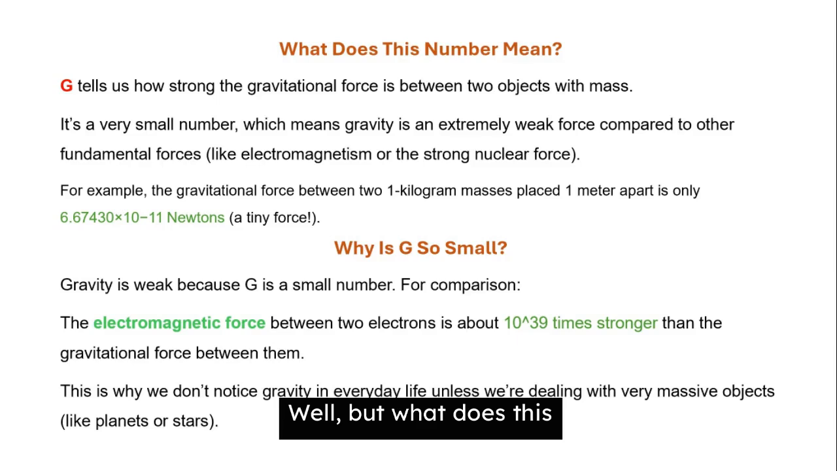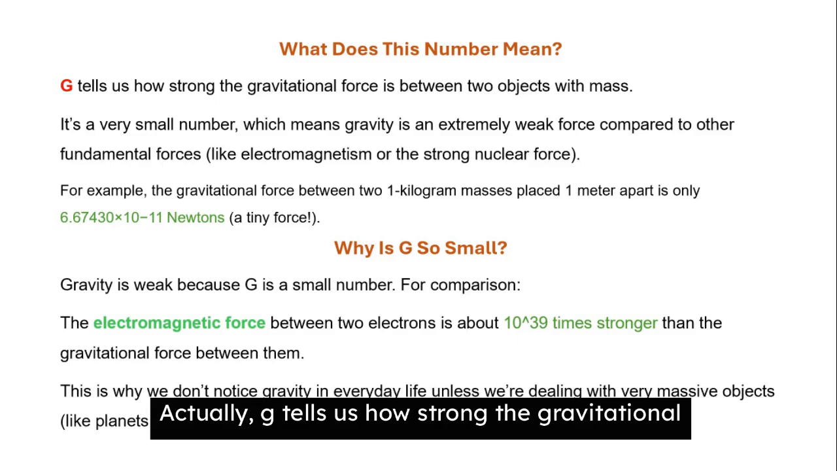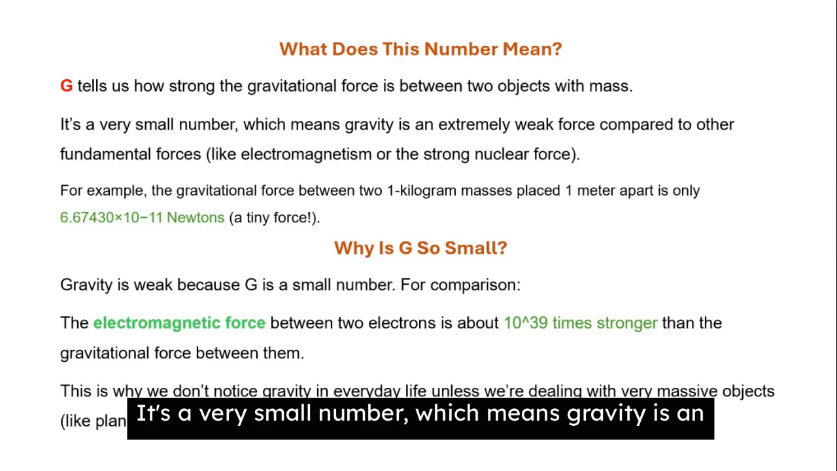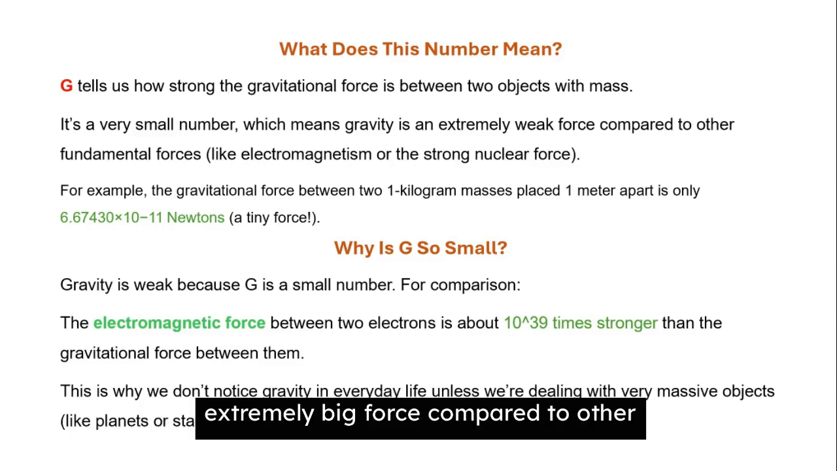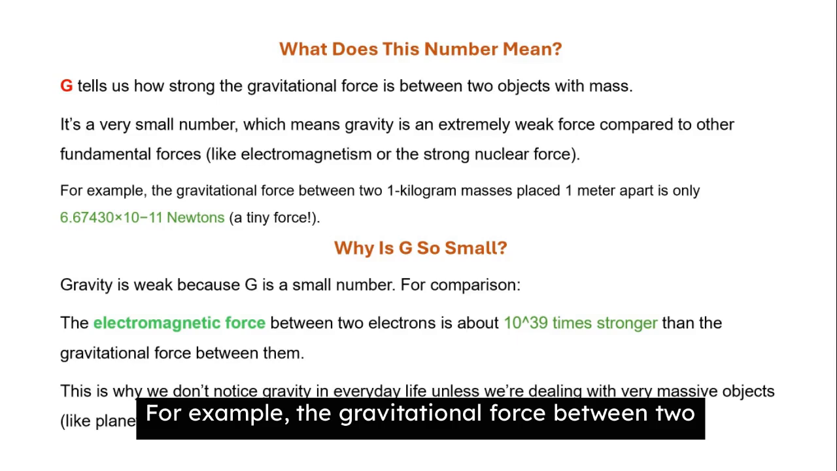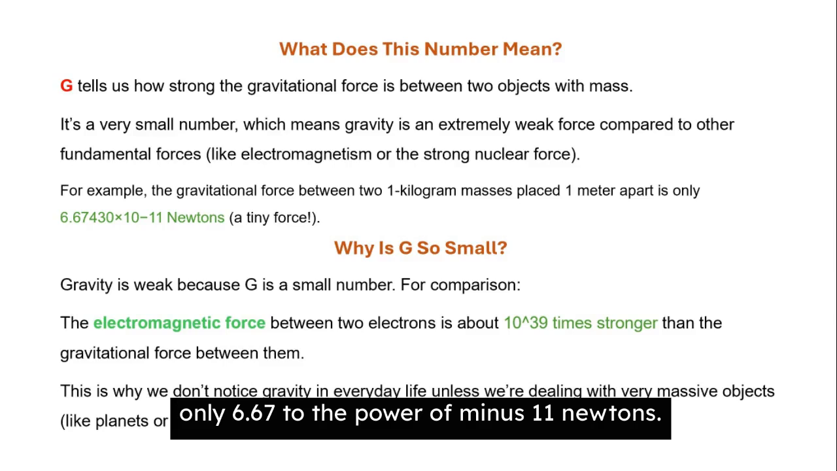But what does this number mean? The G, the gravitational constant. Actually, G tells us how strong the gravitational force is between two objects with mass. It's a very small number, which means gravity is an extremely weak force compared to other fundamental forces like the nuclear force or electromagnetic force. For example, the gravitational force between two 1 kilogram masses placed 1 meter apart is only 6.67 times 10 to the power of minus 11 newtons.